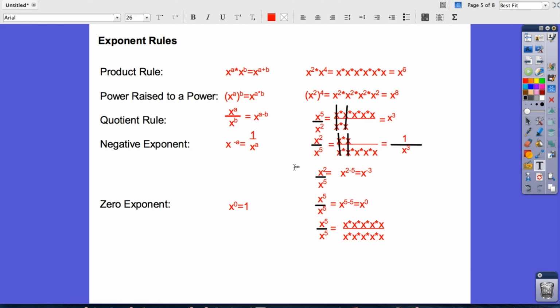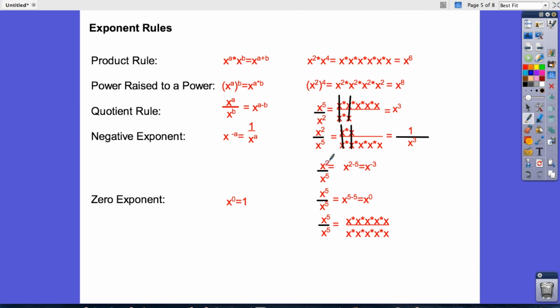If we look at the same exact example, by using the quotient rule, the one where you're dividing, we're doing x to the second divided by x to the fifth. So if we subtract, we get x to the negative third power. Notice these two problems are exactly the same, yet their answers are completely different looking. However, they are the same. If you have a negative exponent, again, you are going to simplify it by taking the reciprocal. There'll be more examples on the next slide.